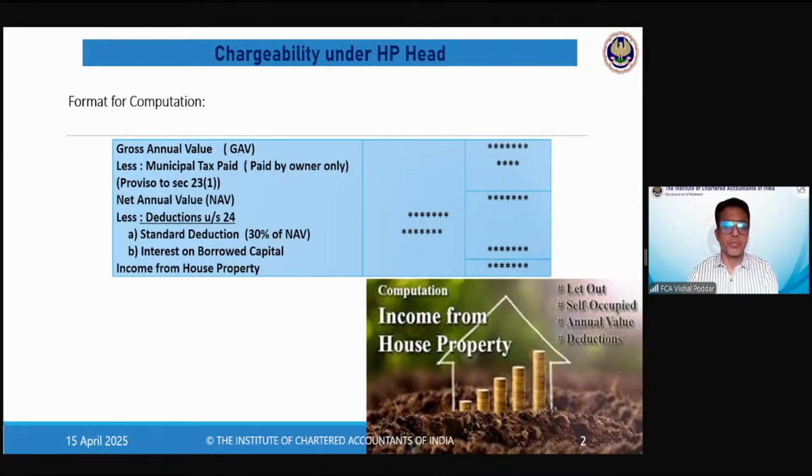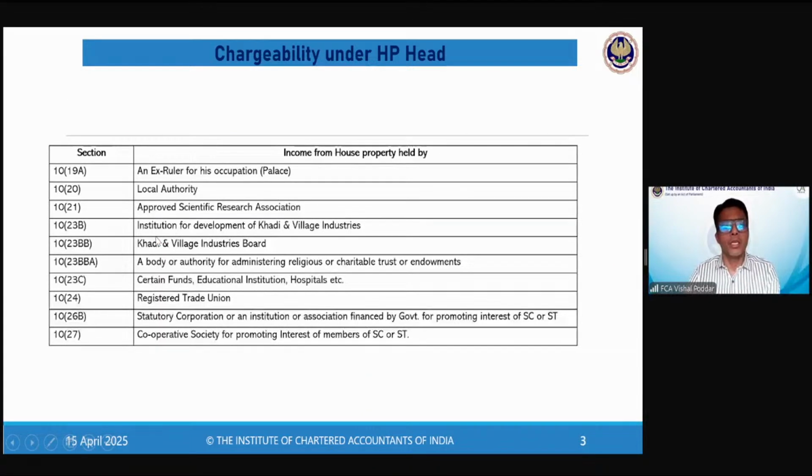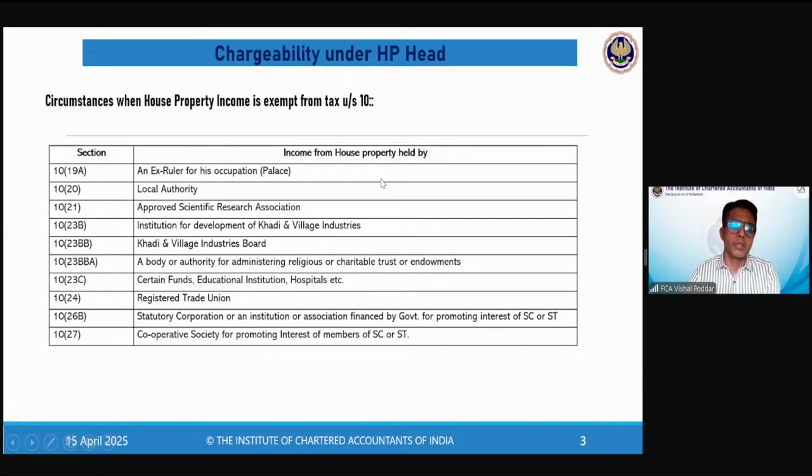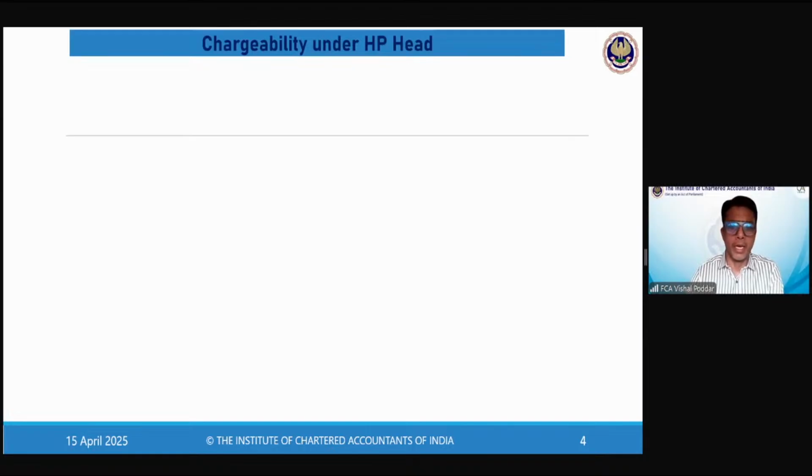Then comes the next important part, that is the exemptions. Though this is not very significant from the perspective of our exams, just for academic purposes, you should know that these are those scenarios where the income arising from house property has been exempted from tax.